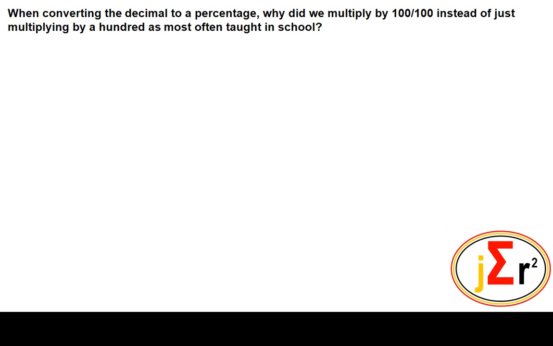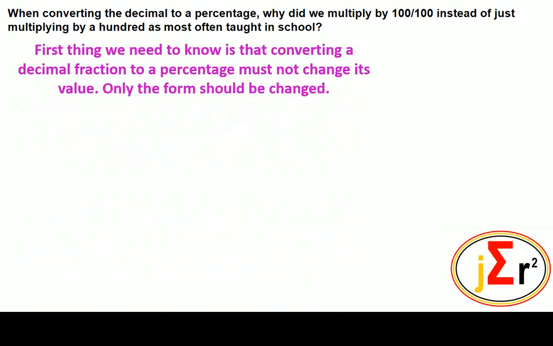When converting the decimal to a percentage, why did we multiply by 100 over 100 instead of just multiplying by 100, as most often taught in school? As a matter of fact, they like to use the form of placing the 100 over 1, multiply by 100 over 1. Why is it that we did not do that, but instead multiply by 100 over 100?